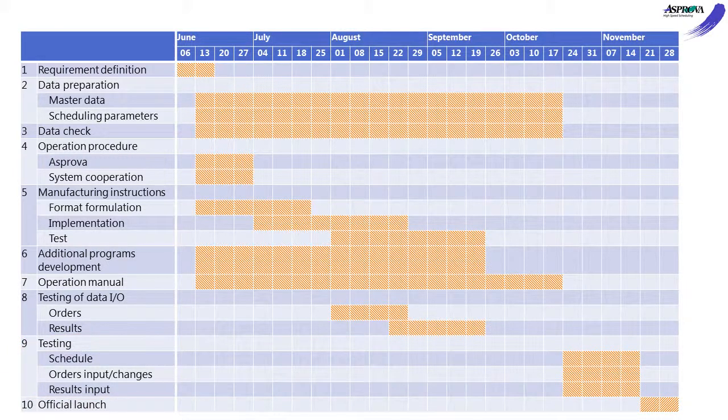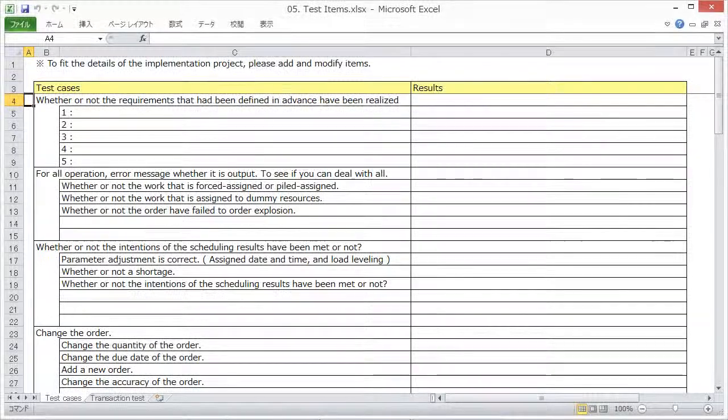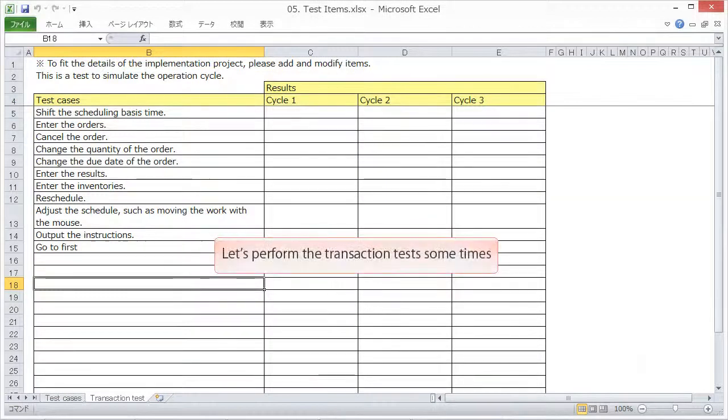Let's prepare test samples for the system test and test the parallel operation. Besides testing the implementation of defined requirements, please test your specific scenarios, such as sudden changes of orders, etc. In particular, in most cases, rescheduling will be performed on a daily basis. So to simulate this, let's not forget to perform the transaction tests for the whole system. Make sure that problems do not occur in such cases as irregular changes of orders and master data, and also consider the execution time of scheduling.